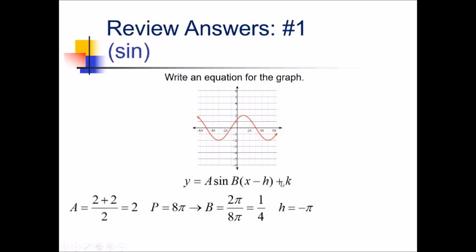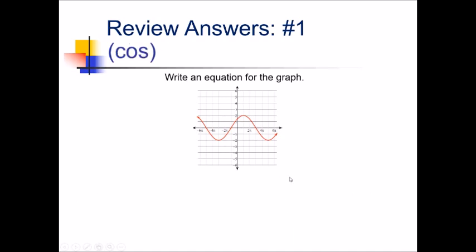Now for the k value, that's going to be the midline. That's going to be the average of the top and the bottom. And it looks like it's the x-axis here, but just to be on the safe side, if we do 2 plus negative 2 divided by 2, that's going to be 0 over 2, which is 0. Plugging all that into my formula, I've got y equals my amplitude of 2, sine of 1/4, x minus negative pi, so x plus pi, and then plus an invisible 0 that I don't have to write.